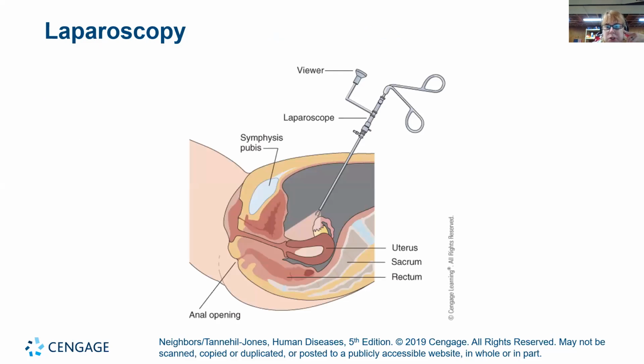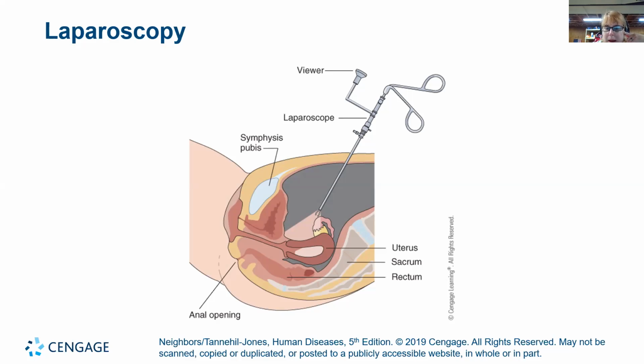This is just a picture of how they do a laparoscopy. There are two small incisions. One uses the laparoscope. The other one usually has clippers, things that they can use to check things out. But the laparoscope literally allows the physician to look all through the abdomen of the female to see if there are any abnormalities.